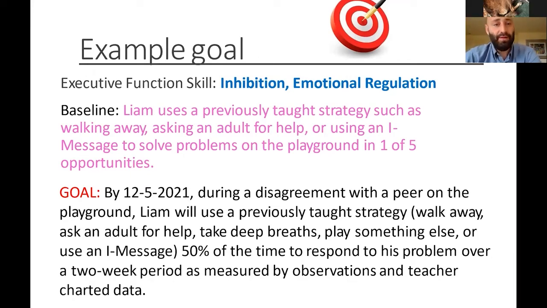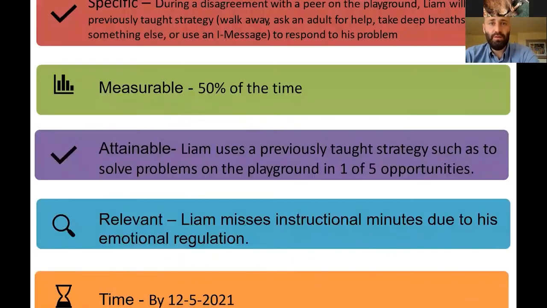So then I write the goal. During a disagreement with a peer on the playground, he's going to ask an adult for help, take deep breaths, play something else, or use an I-message. That's what we're going to do 50% of the time to respond to his problems over a 2-week period, as measured by observations and teacher-charted data. So again, we're working towards exactly the behavior we want him to do: walk away, take deep breaths, play something else, or use an I-message. And then there are our measurables.